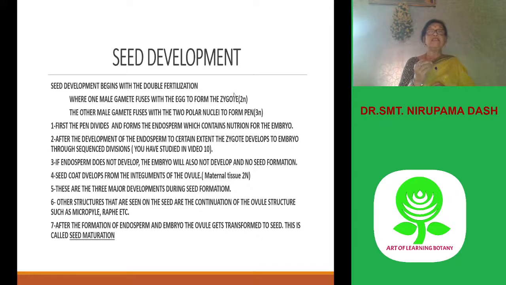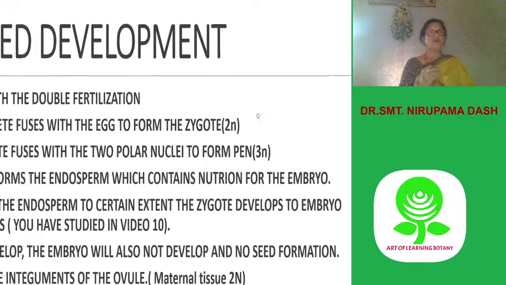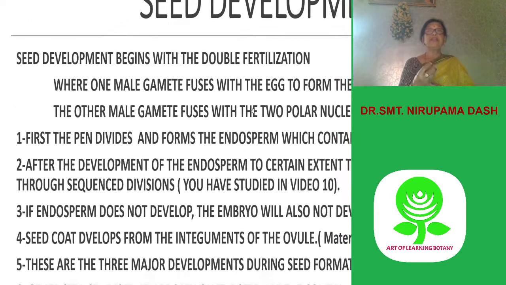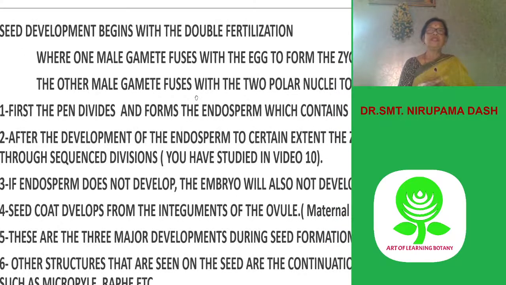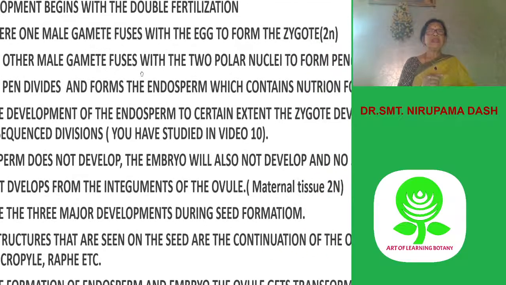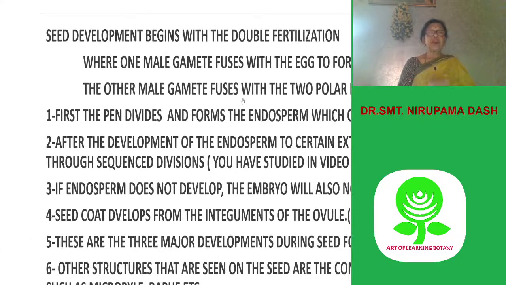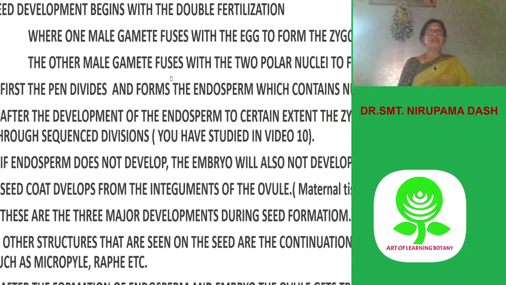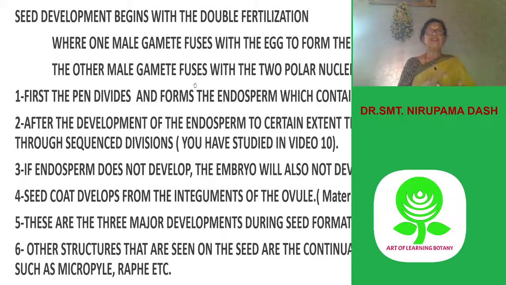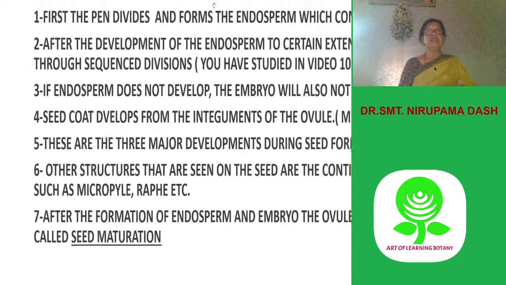This development is actually how the seeds are formed. Seed development begins with double fertilization, and you know about double fertilization. One male gamete fuses with the egg to form the zygote. The other male gamete fuses with the polar nuclei to form the primary endosperm nucleus. First, during the development of the seed, the primary endosperm nucleus divides and forms the endosperm. This is the first step of seed formation, and the endosperm contains nutritive substance.